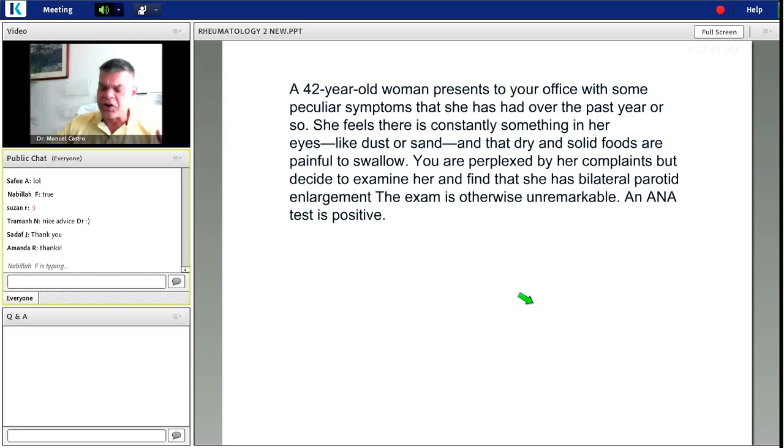So let's continue here. A 42-year-old woman presents to your office with some peculiar symptoms that she has had over the past year or so. So this woman is 42 years old, not young, not old, and she's got these peculiar symptoms for about a year, so chronic. She feels there is constantly something in her eyes, like dust or sand. Most of the time when patients feel that they have dust or sand in their eyes, it's probably because their eyes are very dry. Very important to keep that in mind. And that dry and solid foods are painful to swallow. And it's not so much painful to swallow.